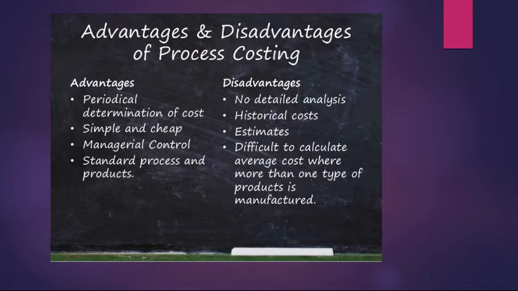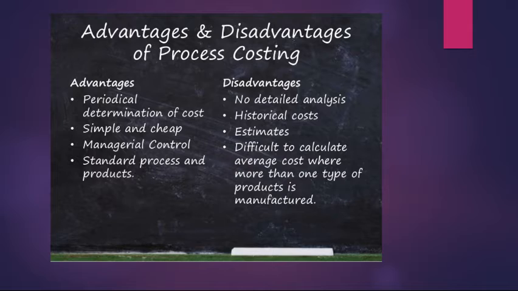Advantages and disadvantages of process costing. Main advantages include: it is a periodic determination of cost, it is simple and cheap, managerial control is almost necessary in all fields, and standard processes and products are identified. So this kind of process costing helps in making systematic conditions and availability.